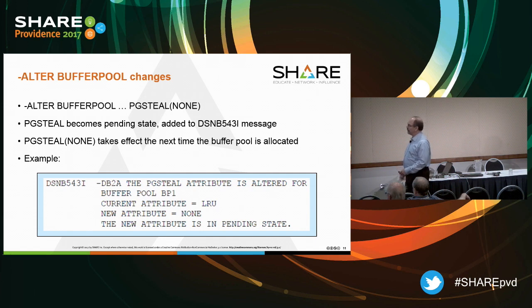So if you alter buffer pool page steal none, that will make the new page steal algorithm a pending state, right? It won't change it right away. You have to reallocate the buffer pool. Because if you're assuming your buffer pool is currently in operation, DB2 is managing LRU chains, and if you want to change it to page steal none, DB2 is going to have to basically rebuild the buffer pool. So it's going to wait until some time that you either change VP size to 0 and then back, which is one way to do it, or the next time you cycle that DB2.